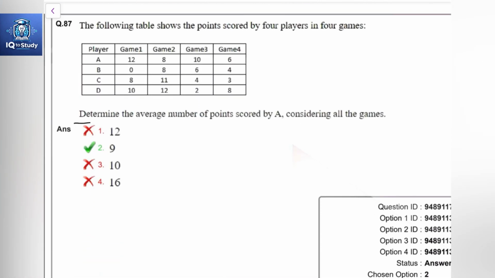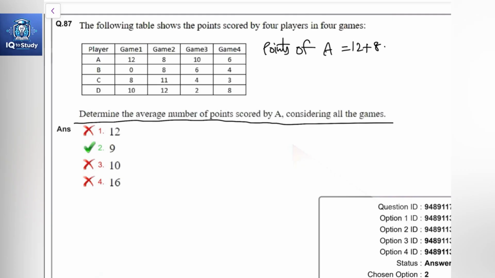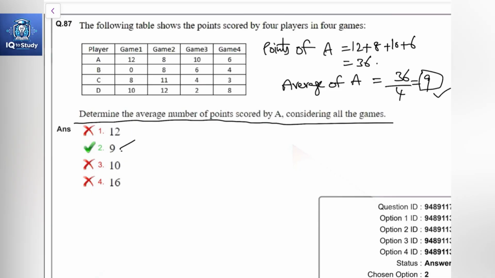Determine the average number of points scored by A considering all the games. The points scored by A is equal to 12 plus 8 plus 10 plus 6, which is equal to 36, and the average of points scored by A considering all the games is equal to 36 by 4, which is equal to 9. So option 2 is correct.